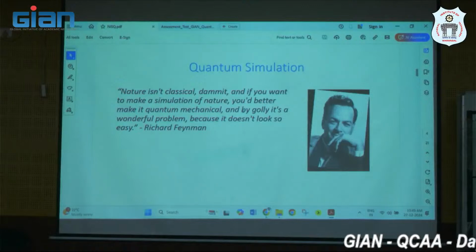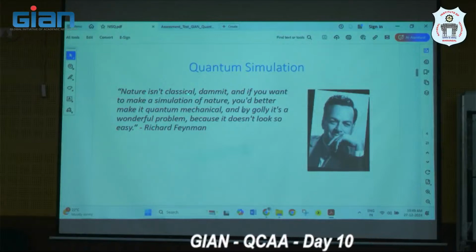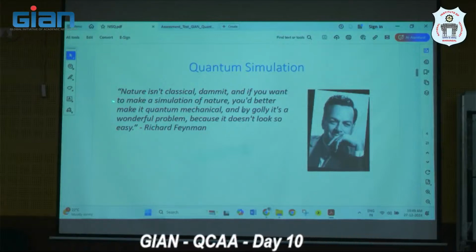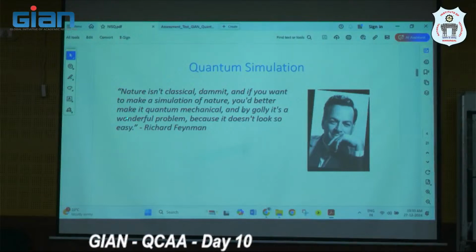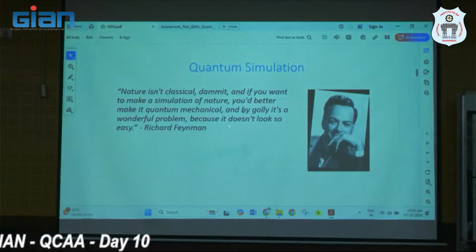All right, so there is this famous saying by Richard Feynman. I don't know, you guys might have heard of it. "Nature isn't classical, damn it. And if you want to make a simulation of nature, you would better make it quantum mechanical, and by golly, it's a wonderful problem because it doesn't look so easy."